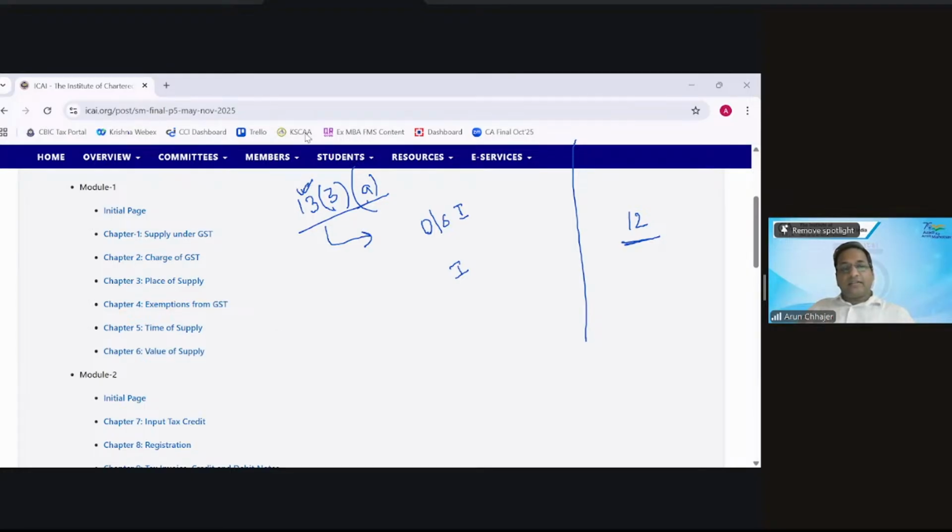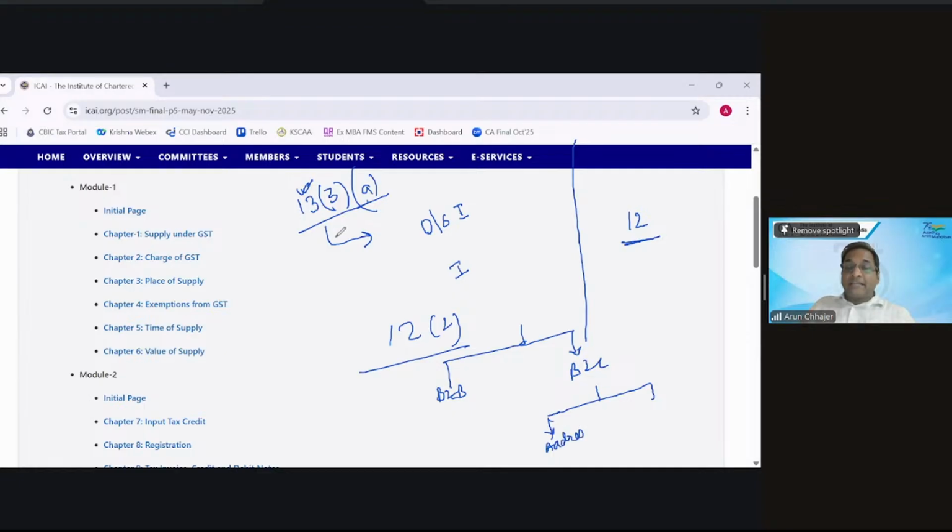If it is registered or unregistered, in both cases the place of supply will be Delhi. Let me go to Section 12, Subsection 2, which says if it is B2B, then Delhi, no doubt. If it is B2C, then they have divided it in two parts, whether address is available or not. In my example, I told you that address is available. Because address is available, the place of supply would be Delhi. If no address, then obviously you do not have any choice, and you will charge CGST plus SGST only. Is that clear?